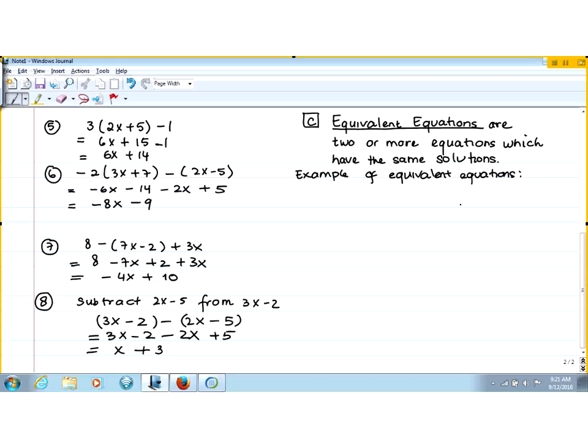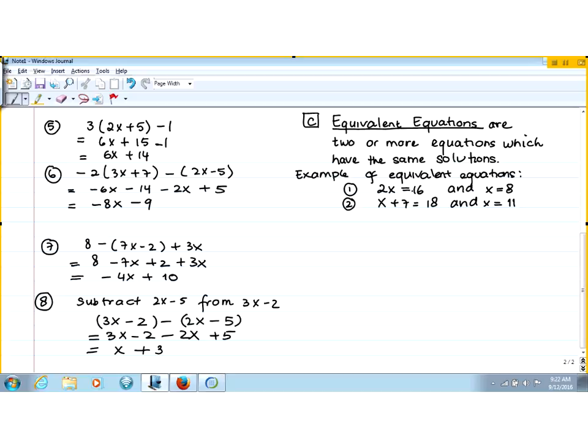Okay. So the first one is 2x is equal to 16 and x is equal to 8. Those two are equivalent. The second pair is if I have x plus 7 equals 18 and x equals 11. Those two are equivalent. So 2x equals 16 and x equals 8, those are both equations, but they're equivalent.